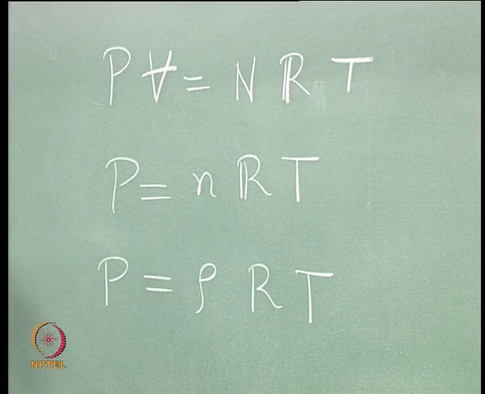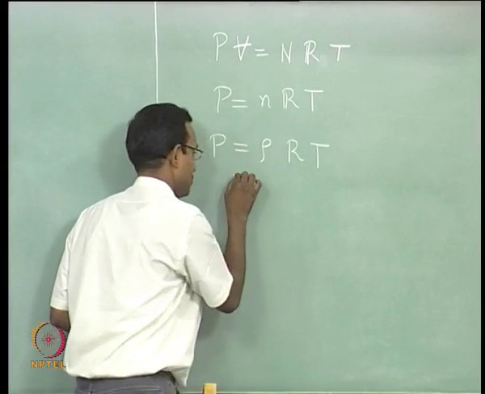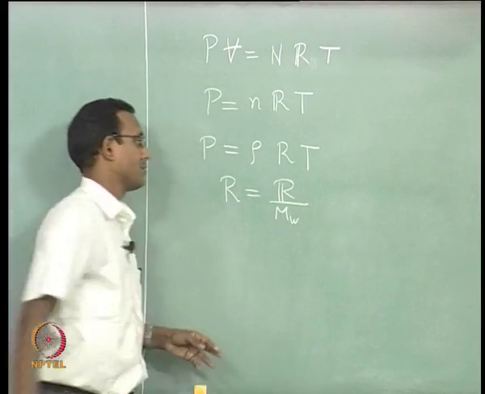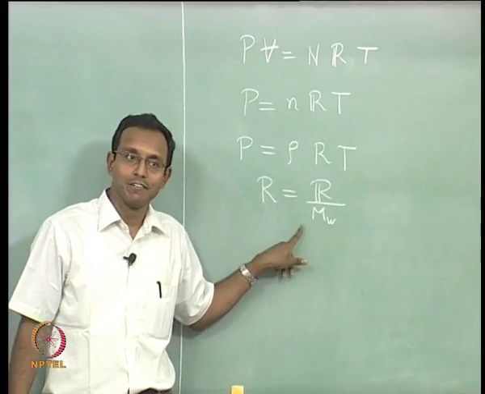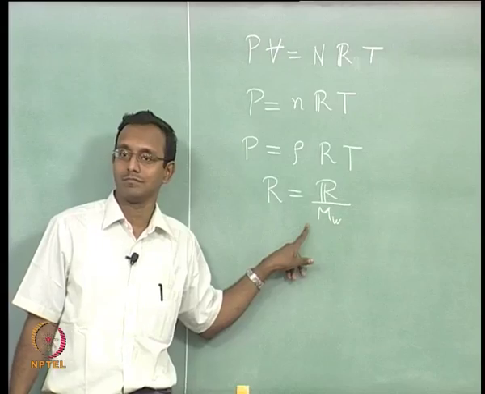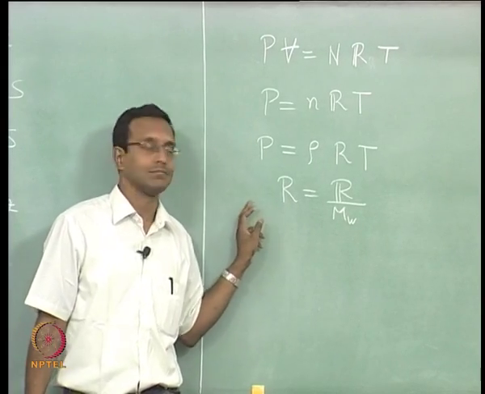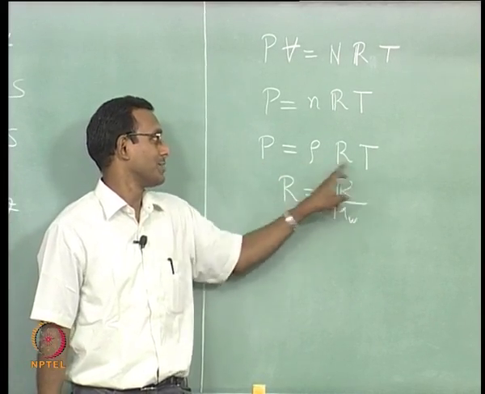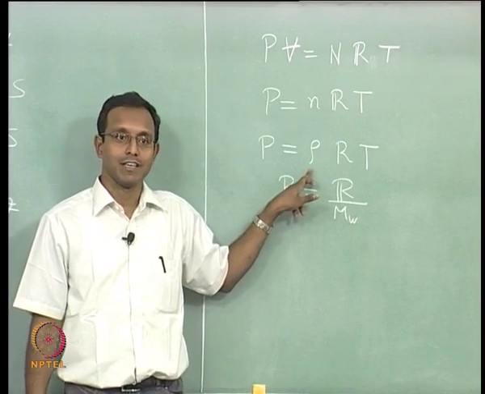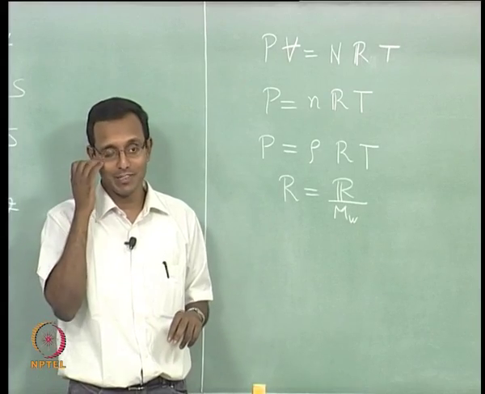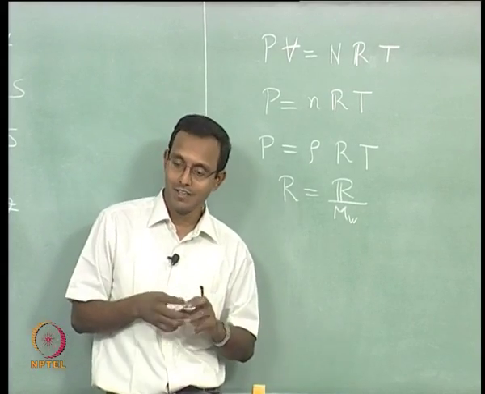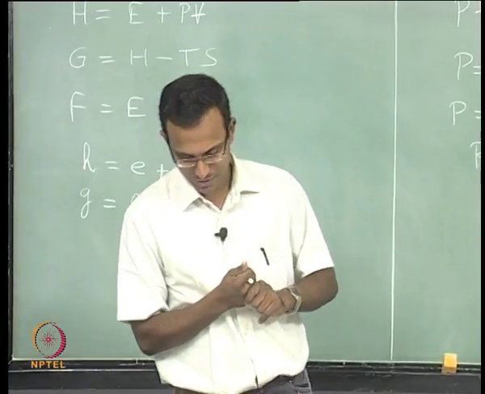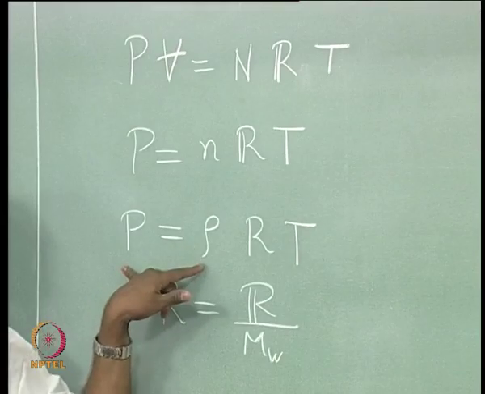So, what is the relation between these two R's? This is universal gas constant divided by molecular weight of that particular gas. That will be this R. And rho is my density of the gas. So, this is the link between pressure, temperature and density. If my gas is obeying this, then I will call this gas an ideal gas. But of course, that is not completely enough. I can call this a perfect gas equation or ideal gas equation.